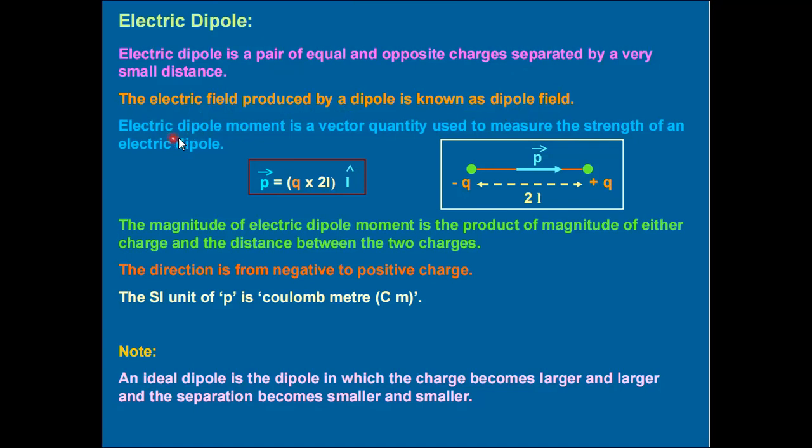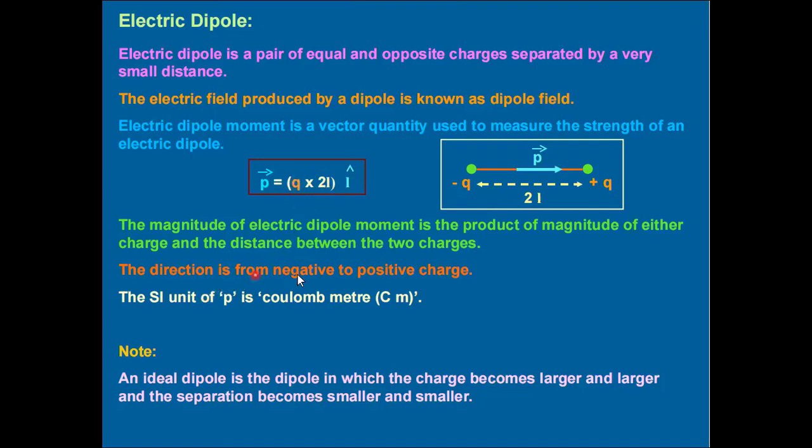The electric dipole moment is a vector quantity which is used to measure the strength of an electric dipole. Suppose the electric dipole moment p equals q multiplied by 2l, where l is the vector. The magnitude of the electric dipole moment is the product of the magnitude of either charge and the distance between the two charges. So the quantity of charge, and the distance between these two charges.